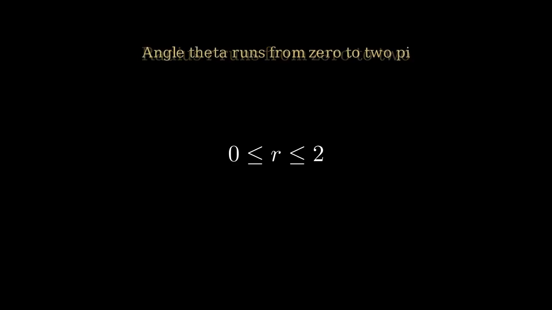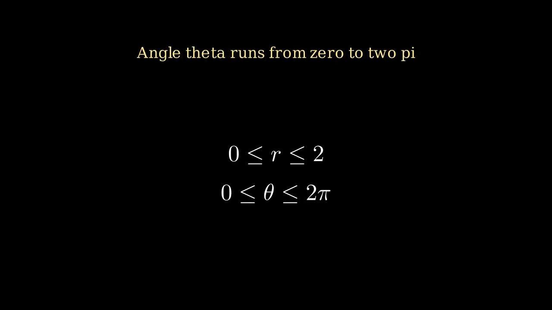We will integrate the function x squared plus y squared over the disk of radius 2, centered at the origin. First, we convert the region into polar coordinates, one substitution at a time. Since the disk has radius 2 and goes all the way around, the radius r runs from 0 to 2. The angle theta runs from 0 to 2 pi, which is a full turn around the circle.